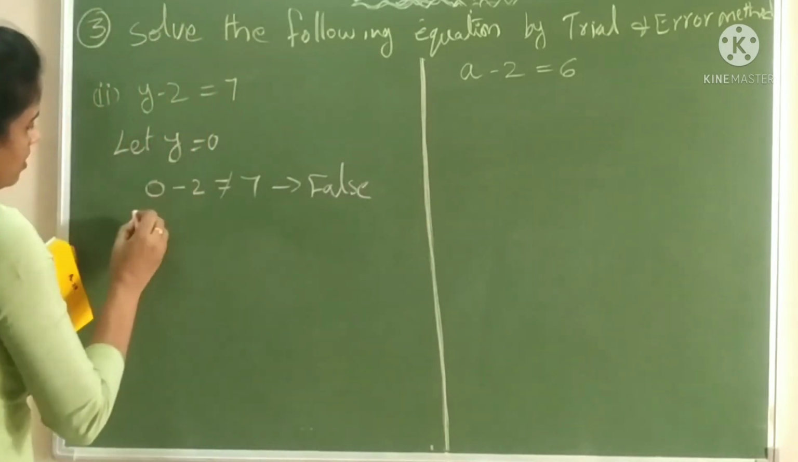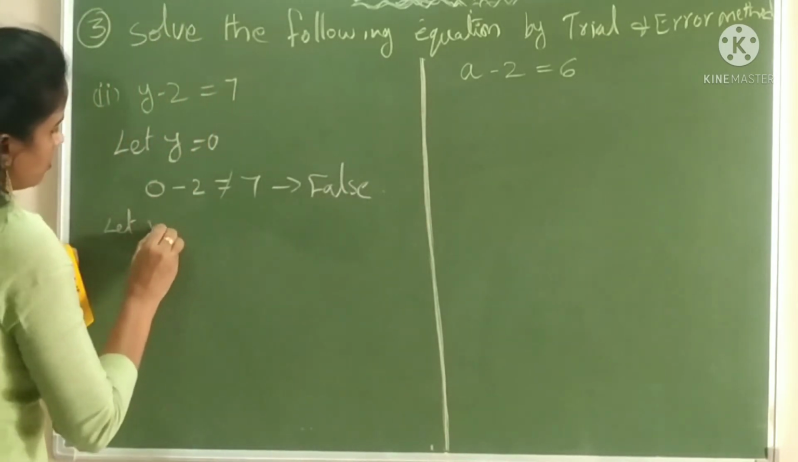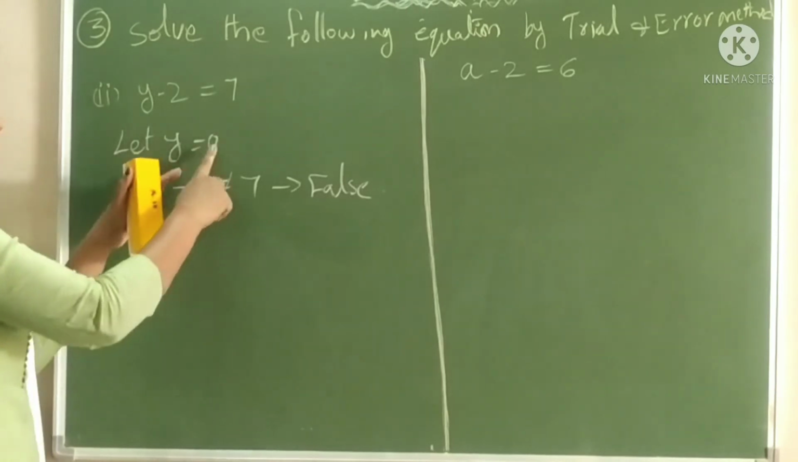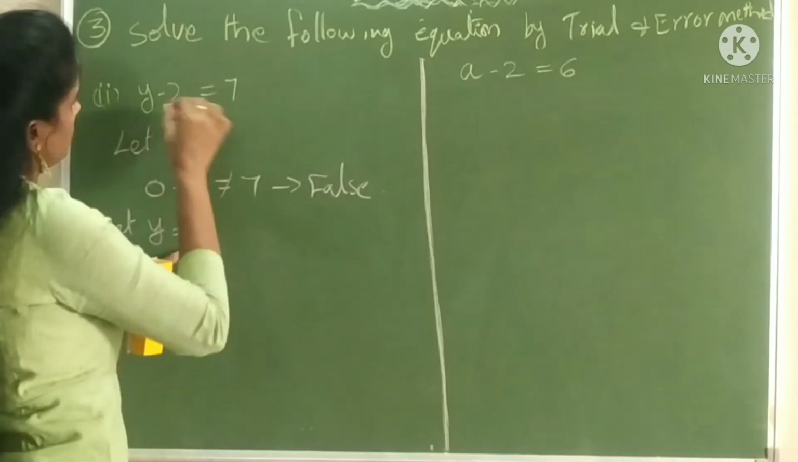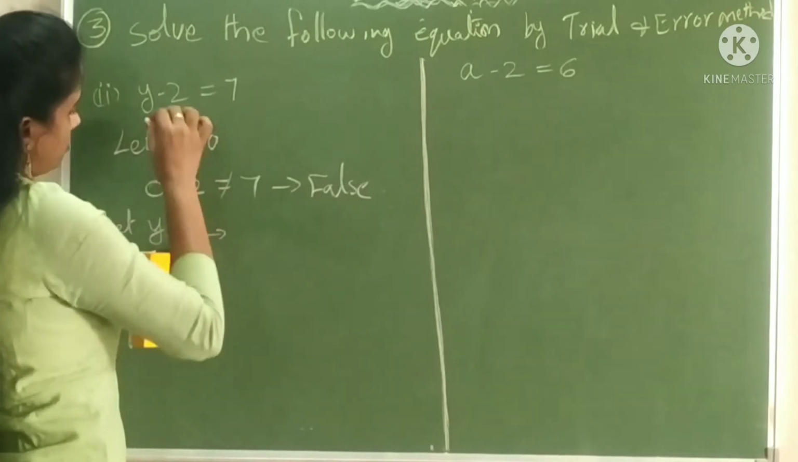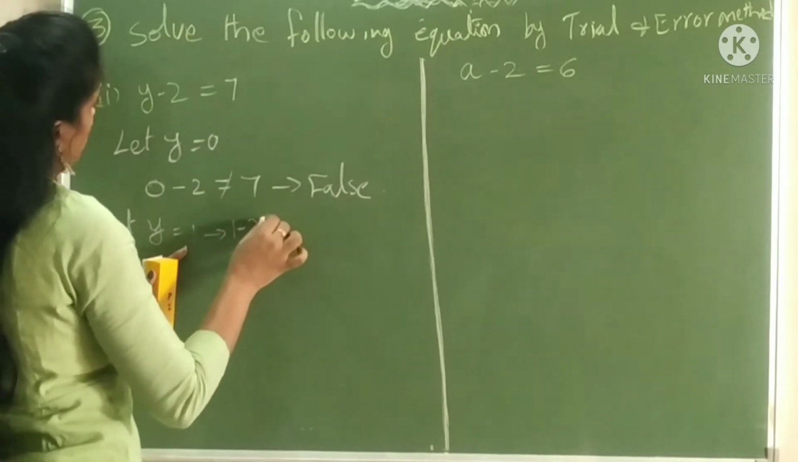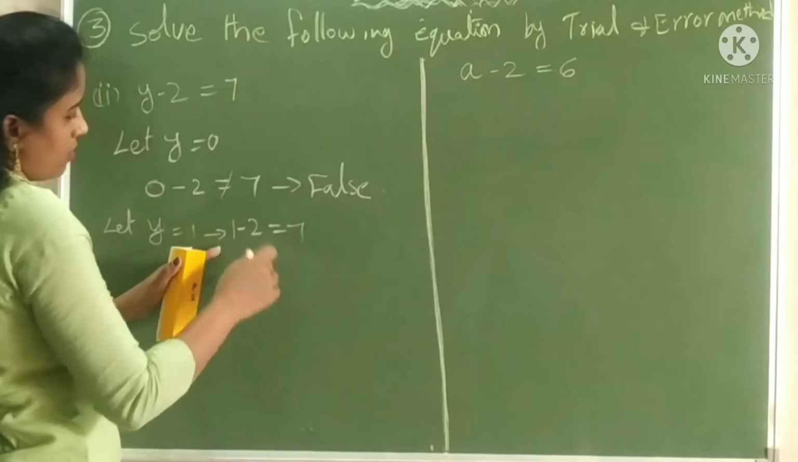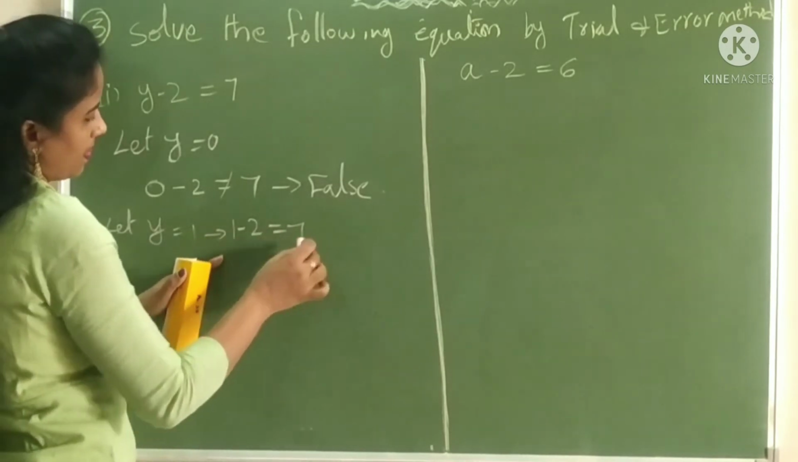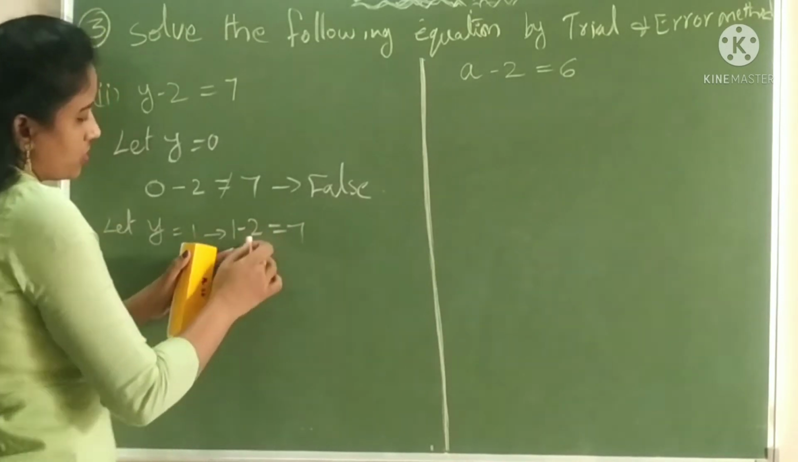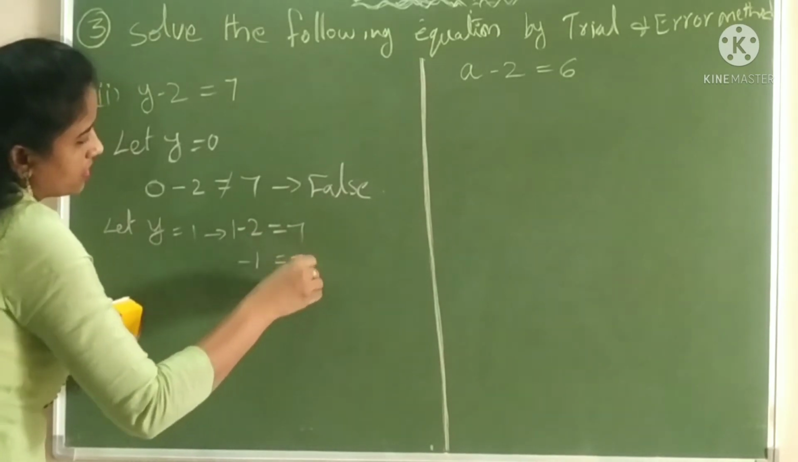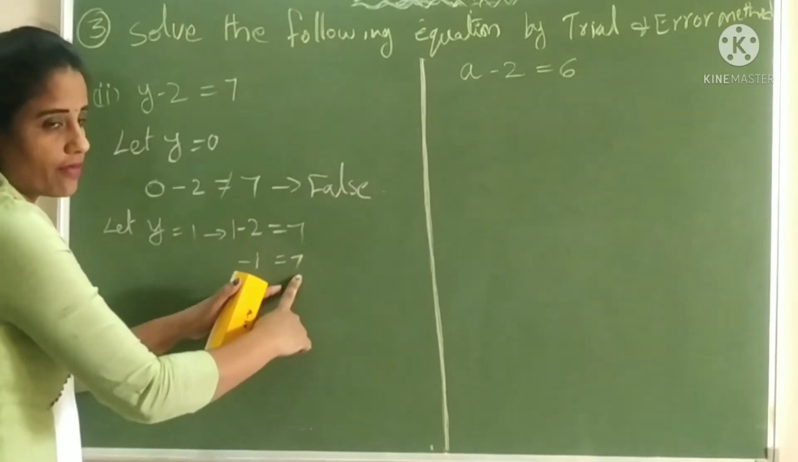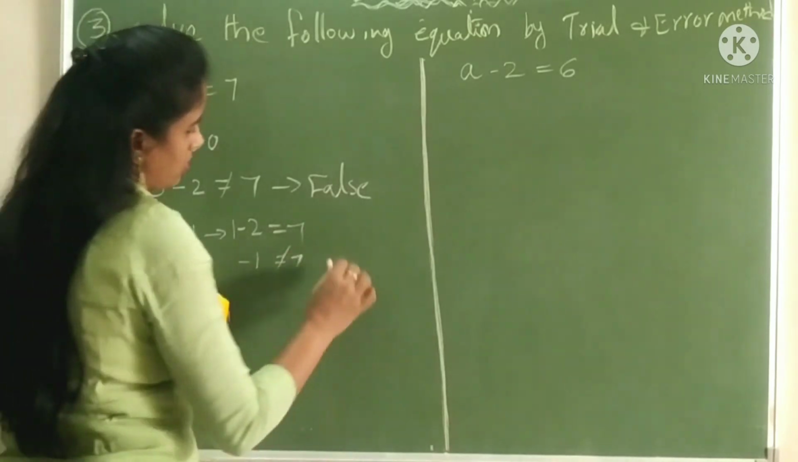Again, let y is equal to 1. Then y minus 2 is equal to 7. Is it right? 1 minus 2 is equal to minus 1. Is minus 1 equal to 7? No, this is wrong. False.